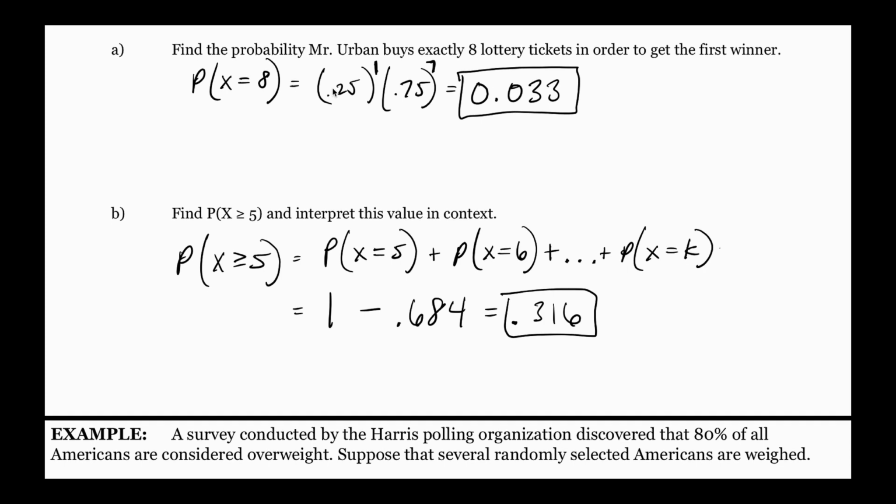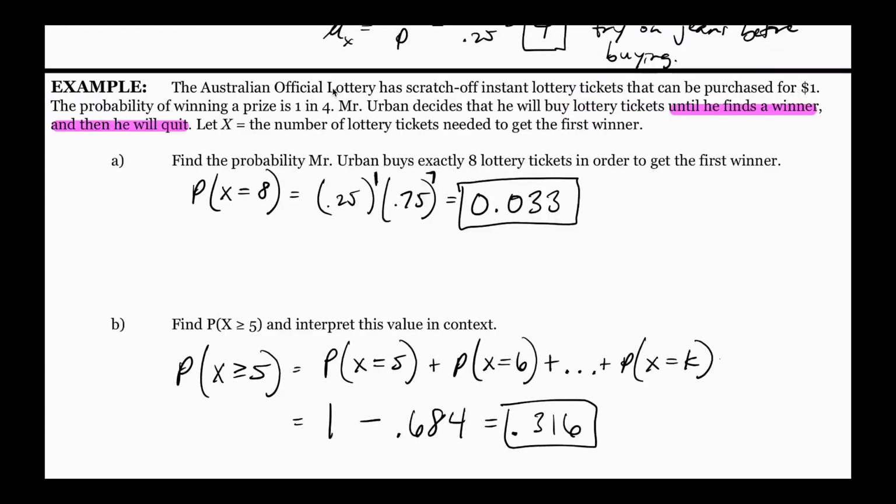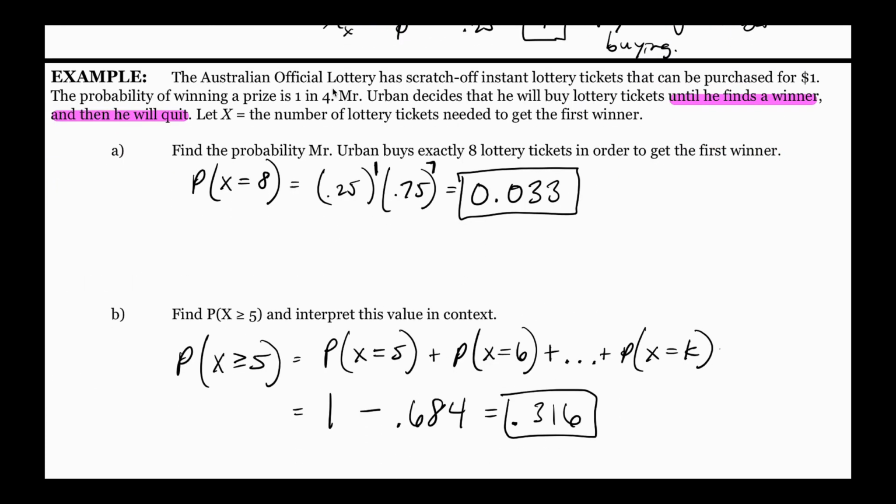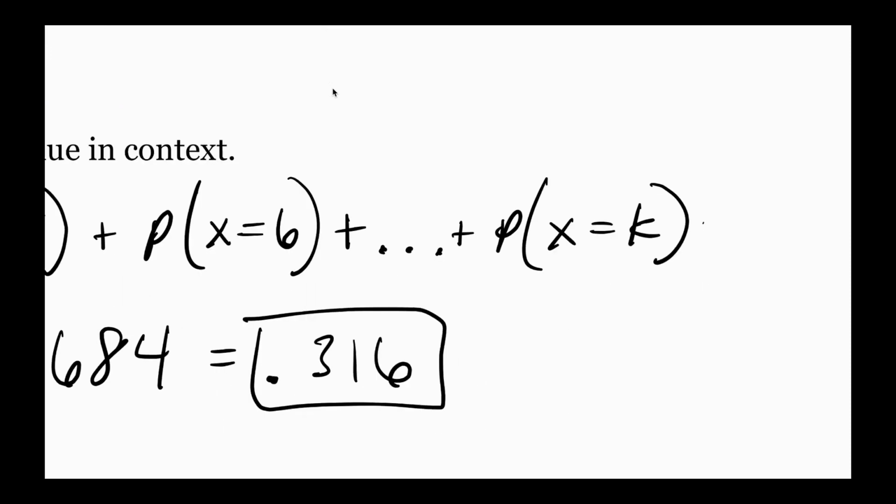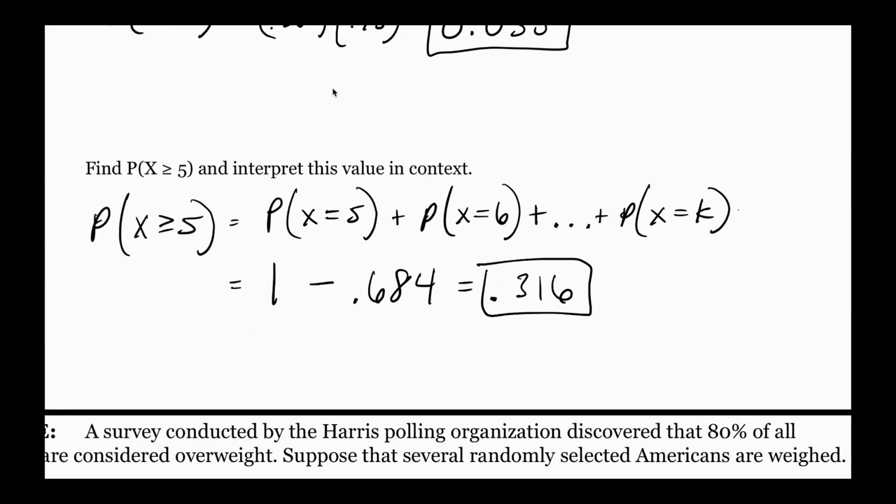So notice here, they didn't say how many tickets he's going to buy. They didn't say in this question he's going to buy 100 tickets or 50 tickets. It just said he's going to keep buying tickets until he gets a winner. So here I put X equals K, because whenever that happens, we'll stop. I don't know when it's going to happen, but whenever it happens, we'll stop.